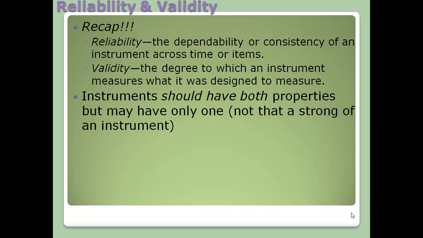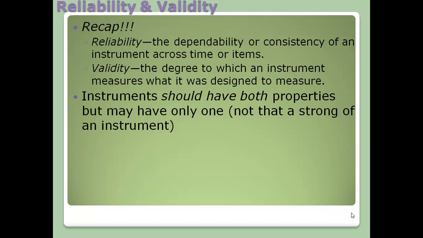Recap. What is reliability and validity? Reliability is knowing that your results are going to be the same results you're going to get if you gave it to the same student in 2 weeks' time. So it's dependable and it's consistent across time and across items. The validity of your instrument is the degree to which the instrument measures what it's supposed to measure.